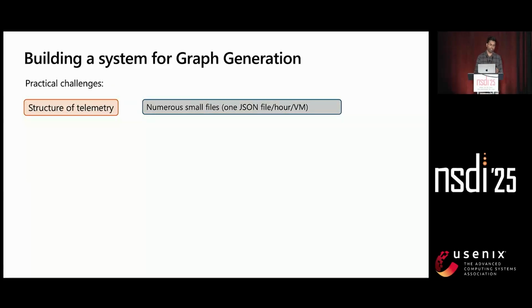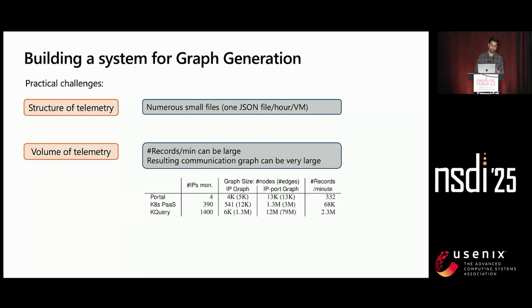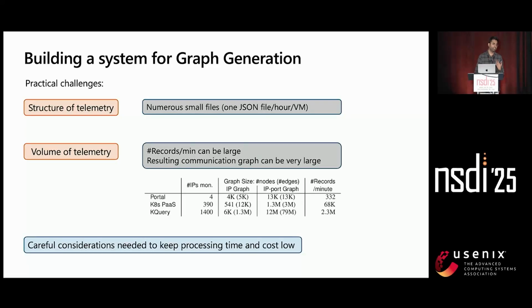Due to the telemetry, there are two main challenges. The first is structural, since the data is organized as numerous small files, one JSON per VM per hour. The second is due to the volume of the telemetry, where sometimes the number of records per minute can be really large, particularly for highly communicative nodes. The resulting graph can be large as well, on the order of 10x to 100x the number of monitored IPs. So we need several careful considerations in order to keep both the processing time and the cost low.